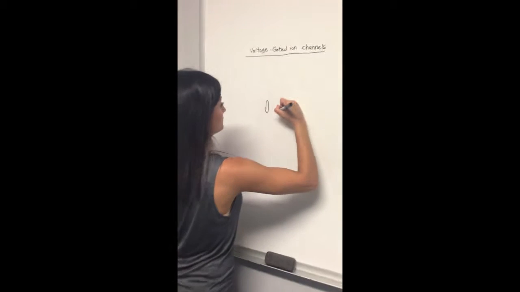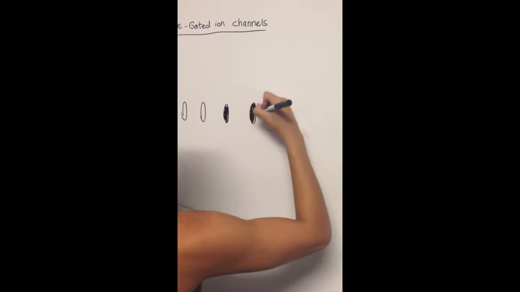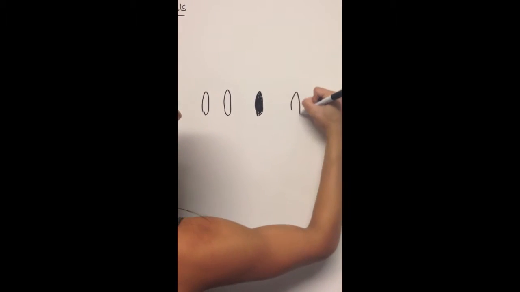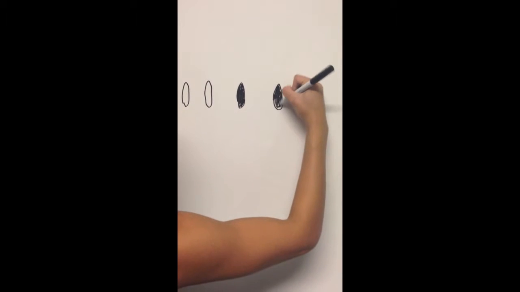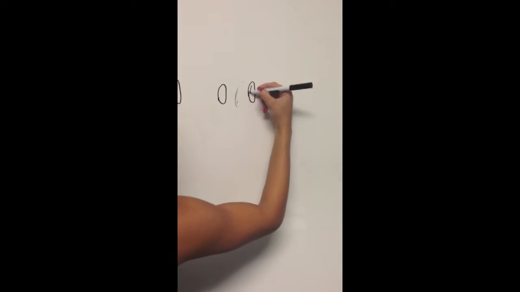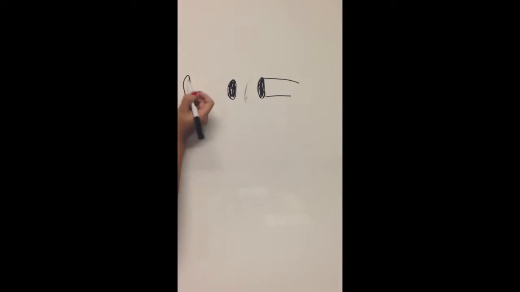Hi, in this video I'm going to talk about voltage-gated ion channels. These are the channels that change the membrane potential. Here are the channels. The white channels are voltage-gated sodium channels, and the black are voltage-gated potassium channels.